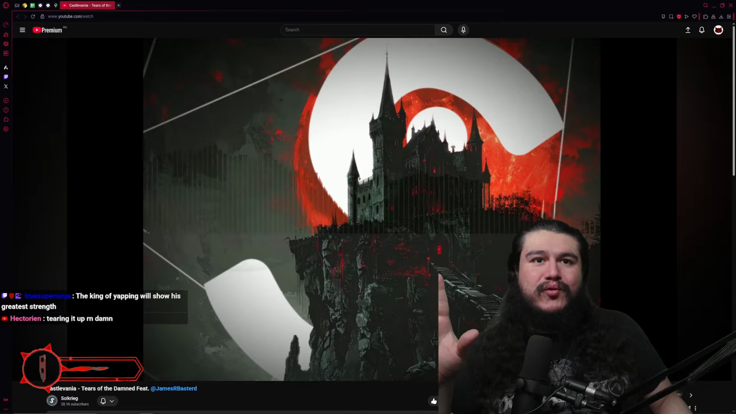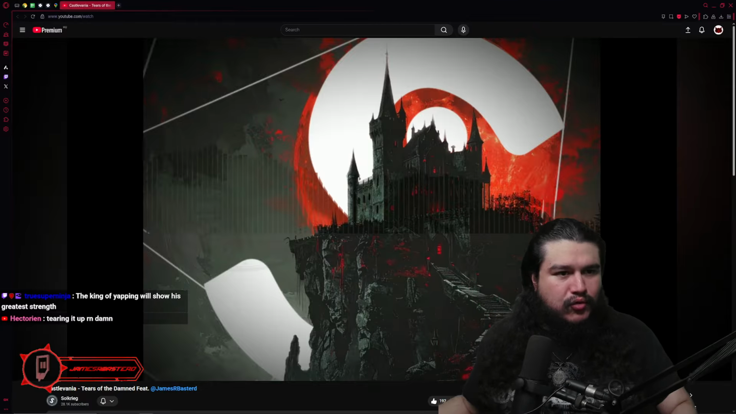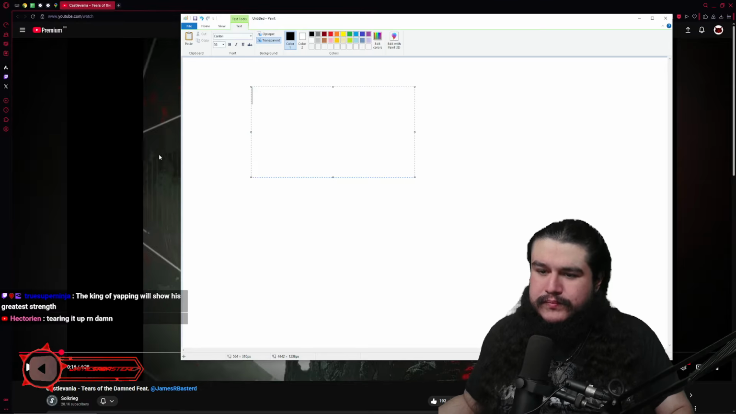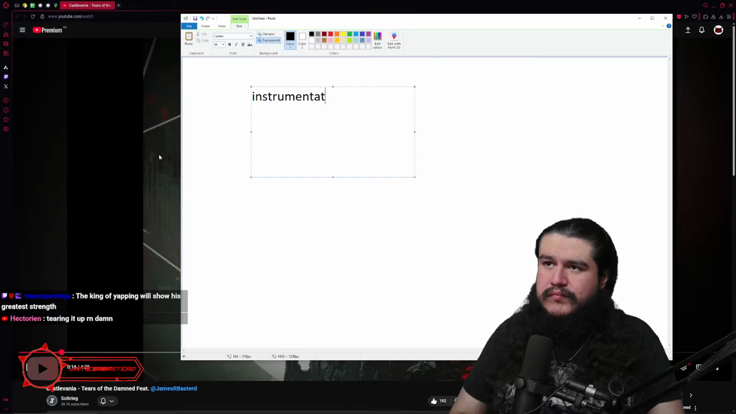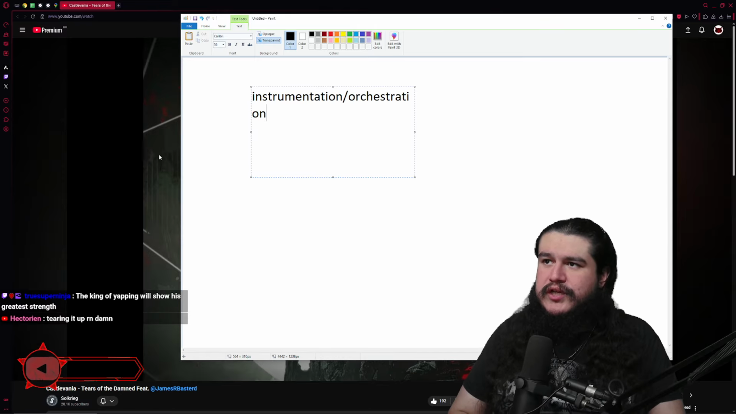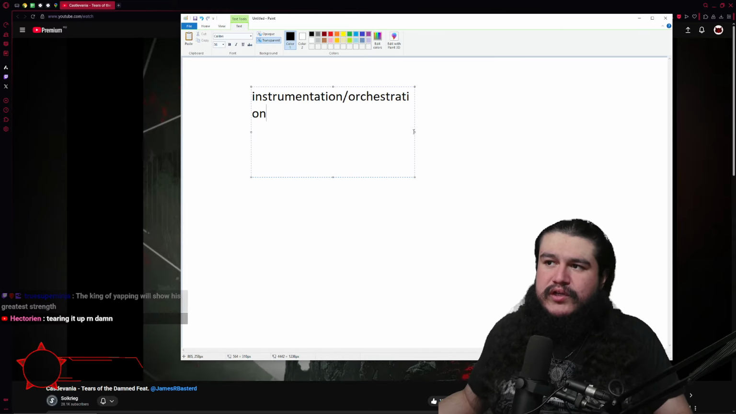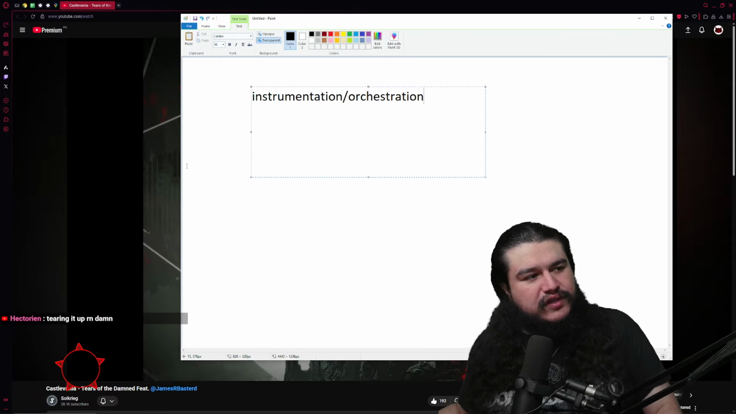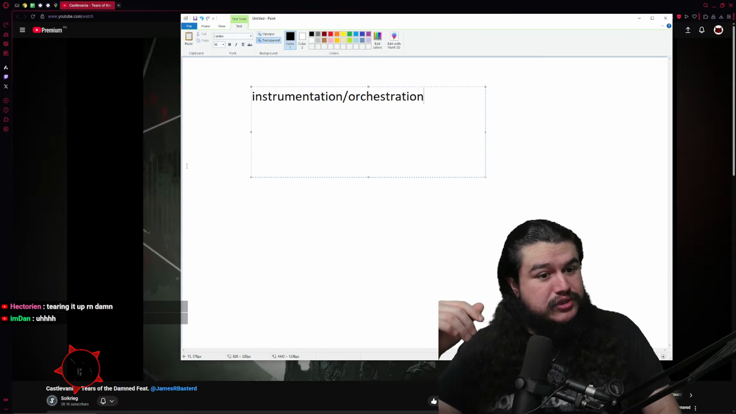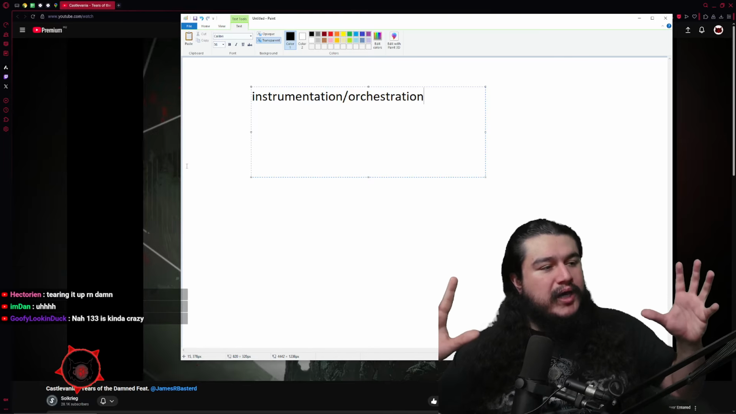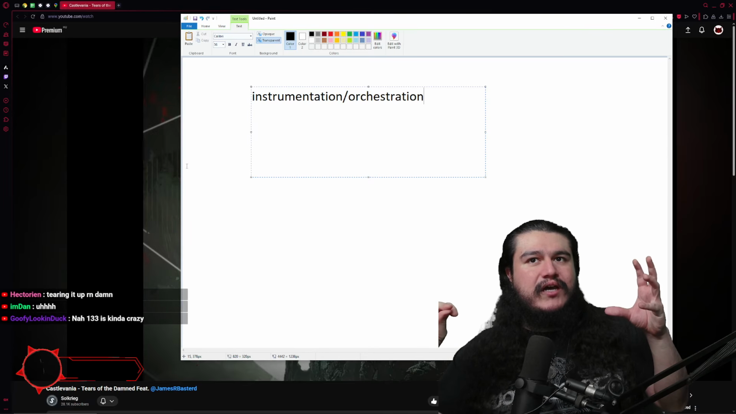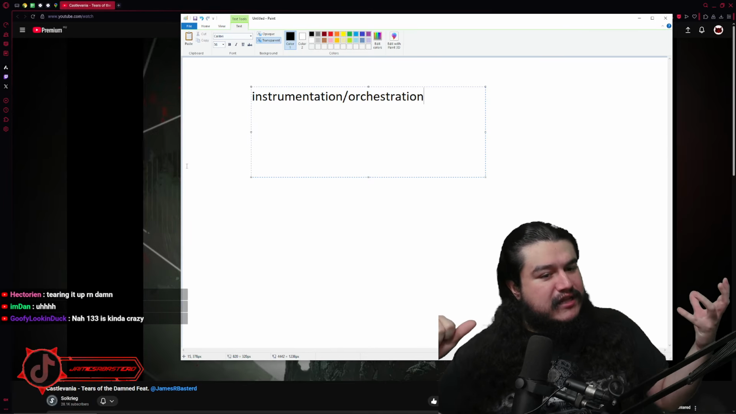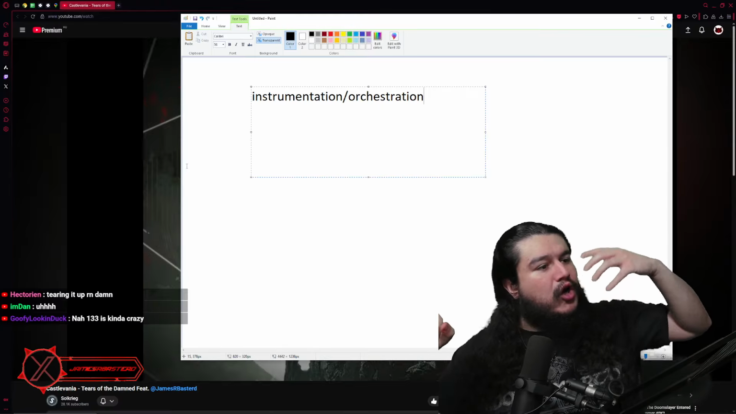Once again, the pipe organ for instrumentation and orchestration. Instrumentation or orchestration being picking the right instrument, not just for the right sound or for the right texture, but also maybe for the right psychological response. And a pipe organ is always going to have that larger than life kind of thing.